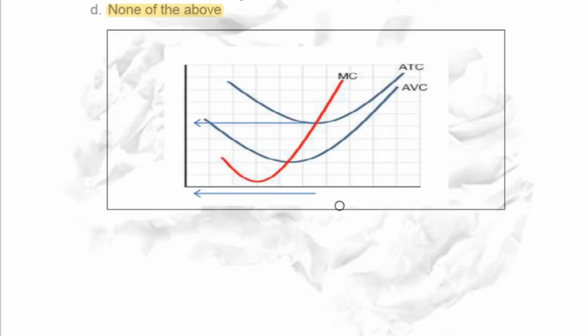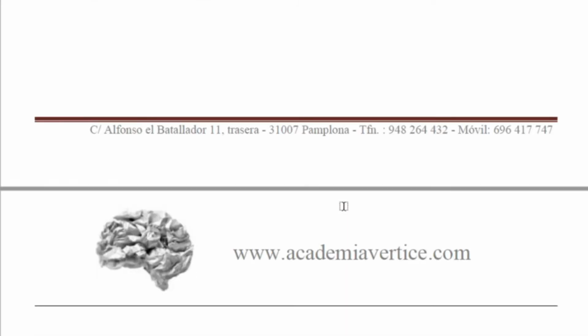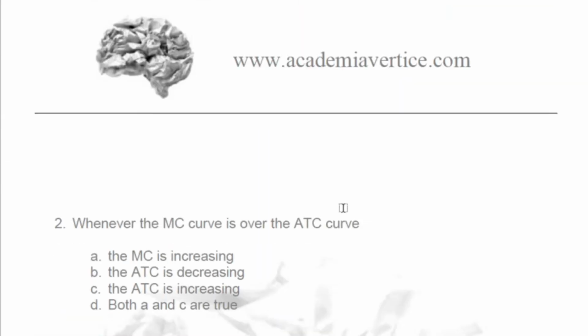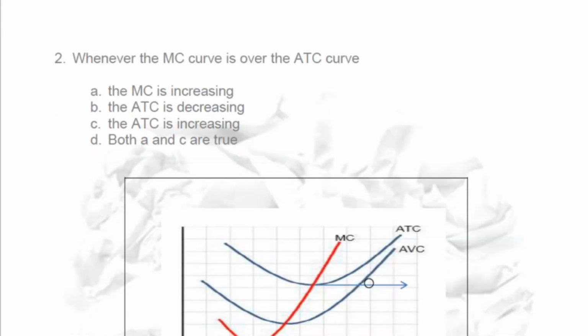Okay. Now, number 2, it's very similar. Whenever the marginal cost curve is over the average total cost curve, we use the same graph. Whenever the marginal cost curve is over the average total cost, it is from here to the right, it is always marginal cost over the average total cost. Is the marginal cost increasing? Yes, from here to the right, the marginal cost is increasing. Even before, okay, but from here to the right, of course, it's increasing.